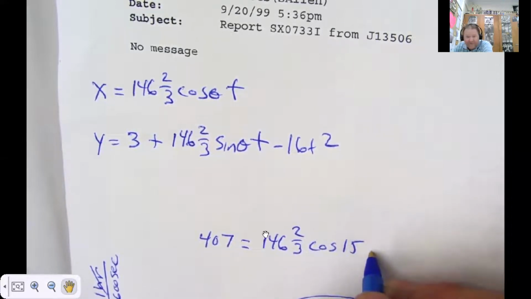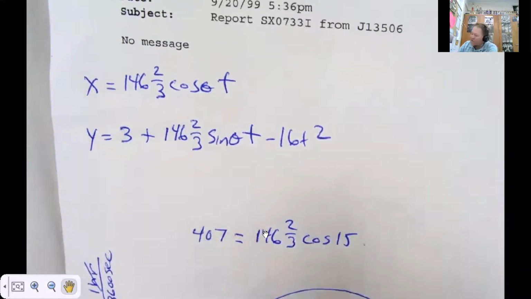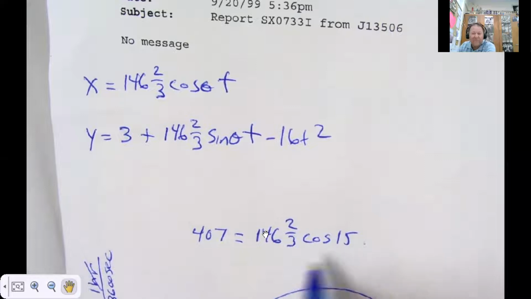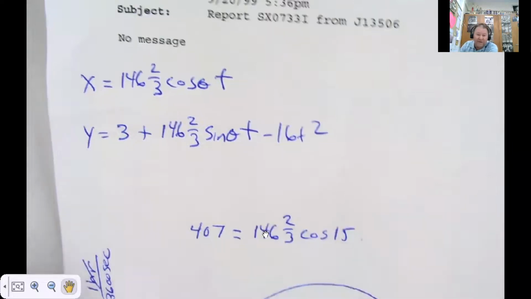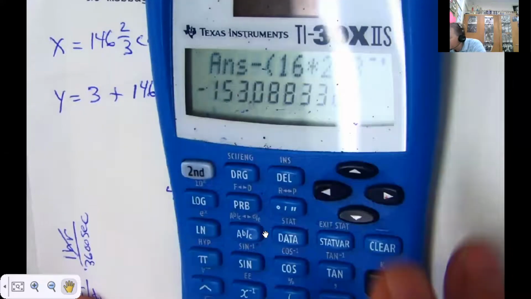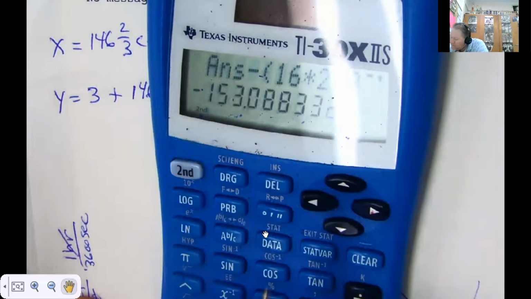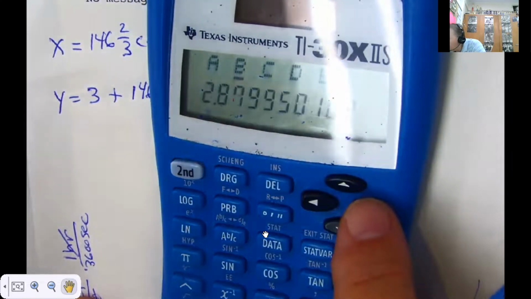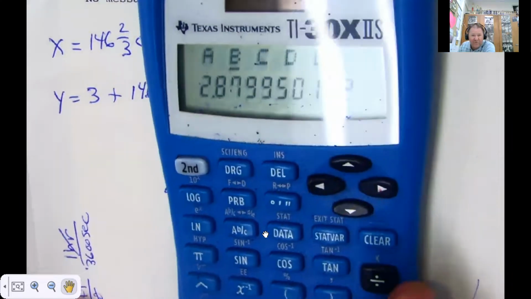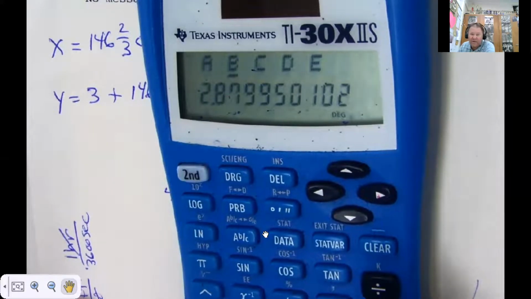And now we have to solve for t. I just did this a second ago, so let me show you. If you divide both sides by the cosine of 15 and divide both sides by the initial velocity 146 2/3, it would be this. Yep, it was this. It would be after about 9 seconds. It'd be after 2.9 seconds that it would be at 407 feet.